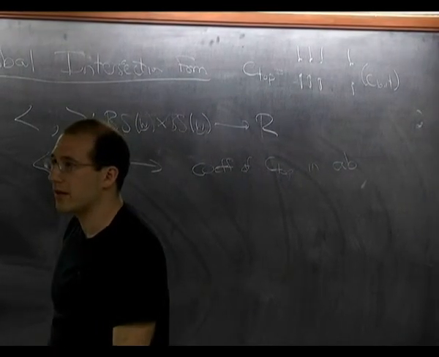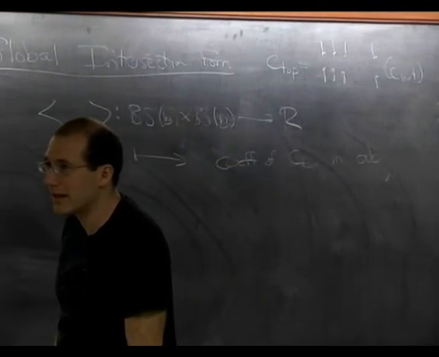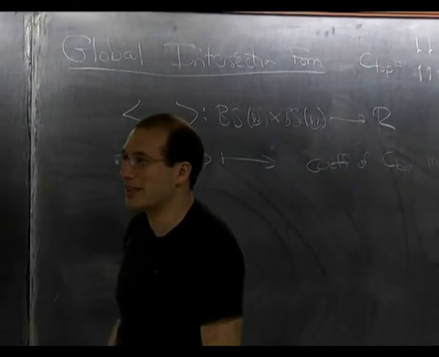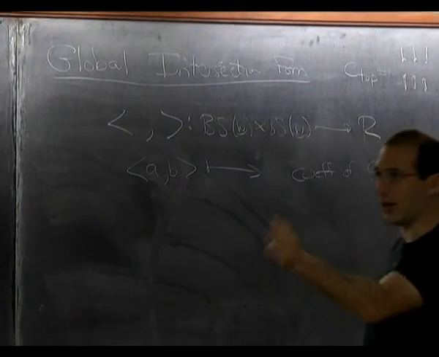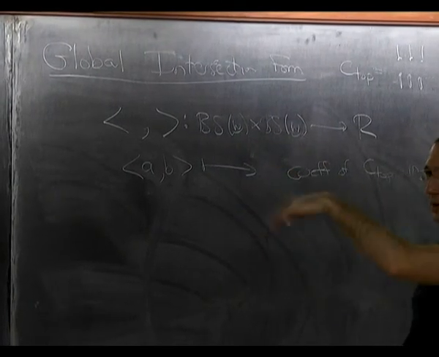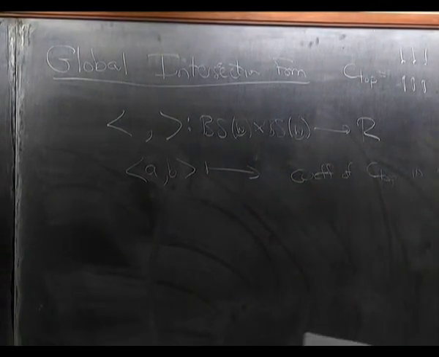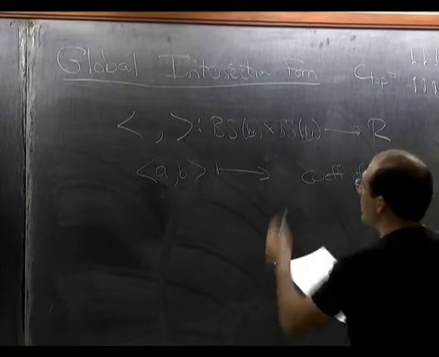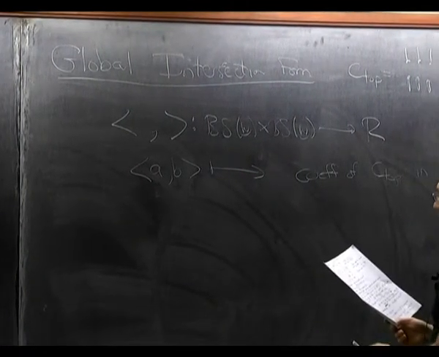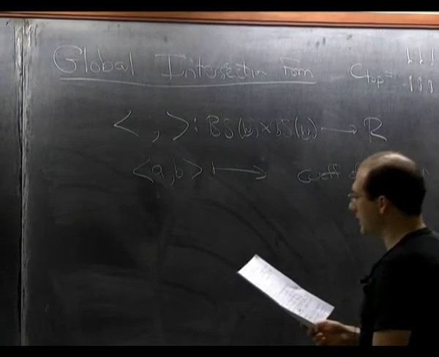BSW is a commutative ring. Termwise multiplication. It's just R tensor R tensor R tensor R. You just multiply the polynomials in each slot. Okay? So this thing is called the global intersection form. We've really chosen right instead of left.